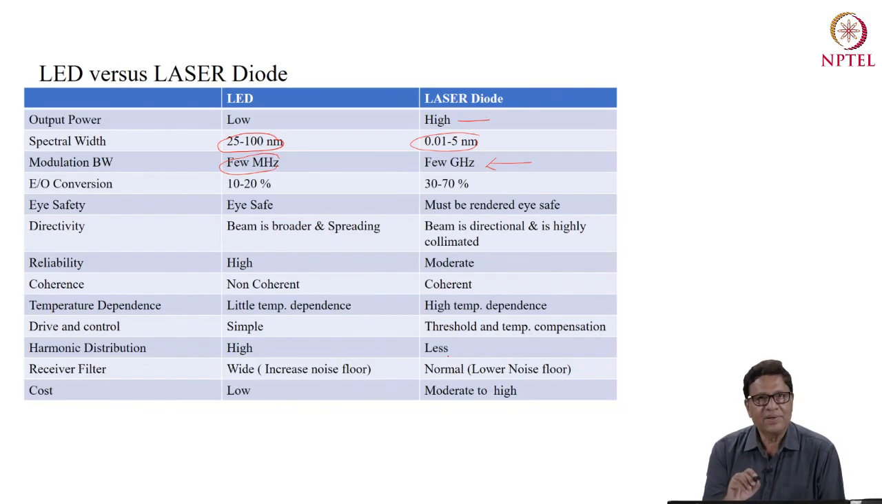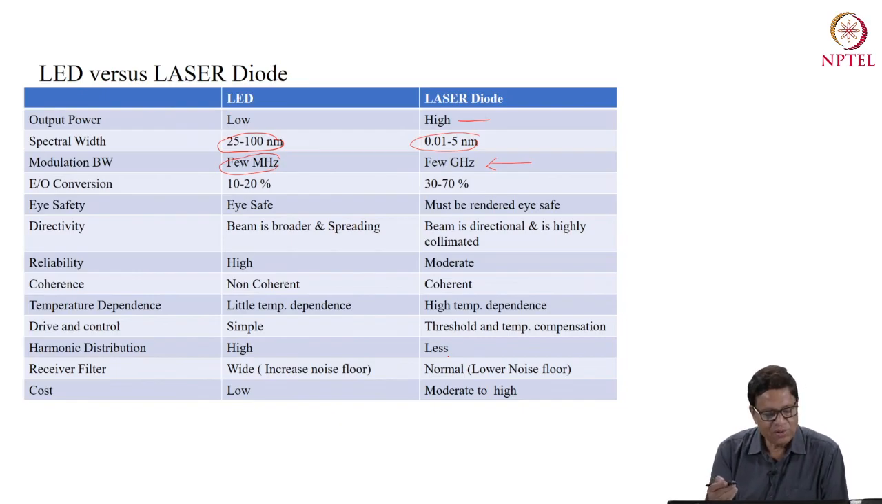So this concludes our discussion about the sources. We have discussed both LED and laser diode, and we understood about the spectral width of LED and laser diode. We also understood about the incoherency and coherency of these devices. We also understood what is the typical modulation bandwidth of LED and laser diode. So these sources are normally used in optical fiber communication, as well as we will see that LEDs, which are actually used for illumination, will be used for communication as well.